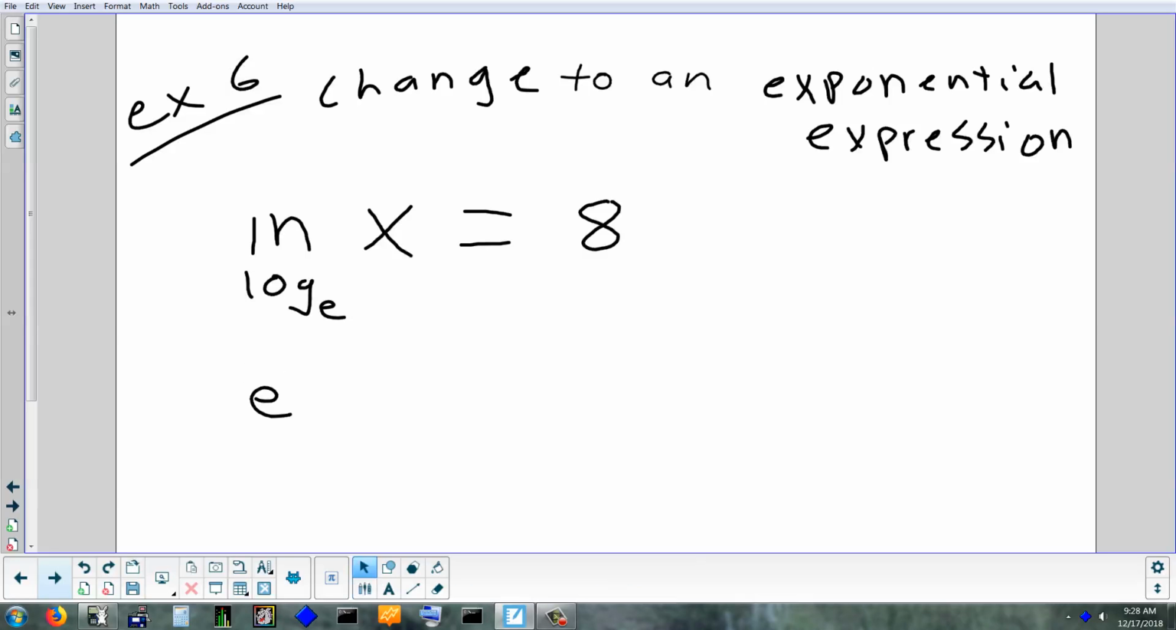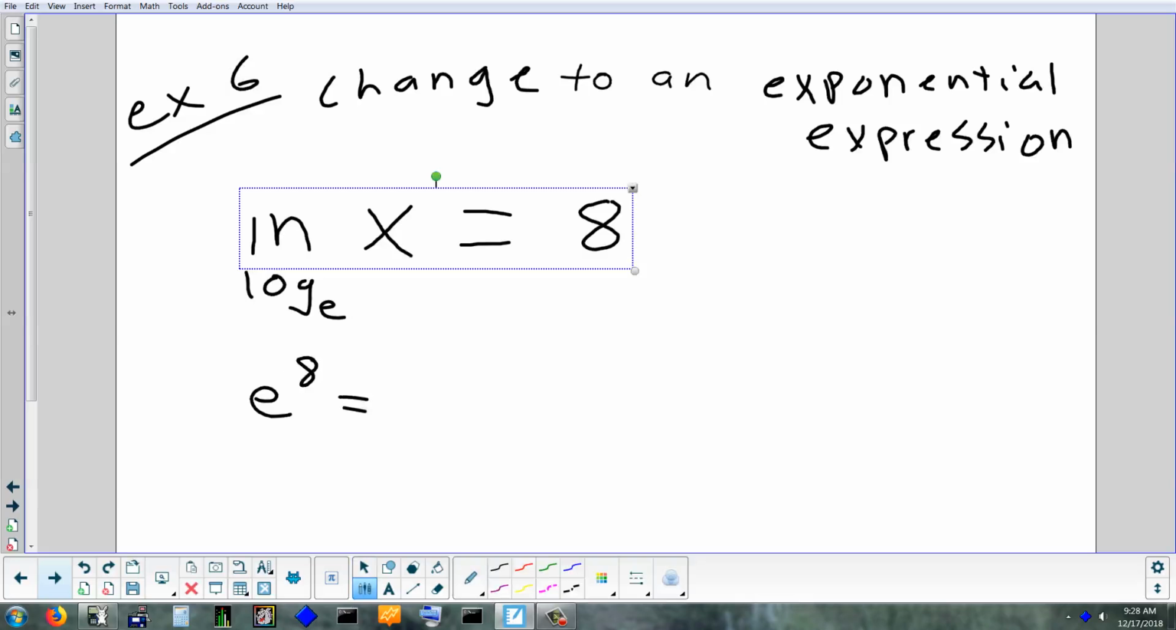What's my exponent? 8. Logarithms equal exponents, even natural logarithms. All logarithms equal exponents. And what ends up alone? X, which is the argument. And that's something you could do on the calculator. Just take e to the 8th power and you could find out what it is. But we're not going to do it.